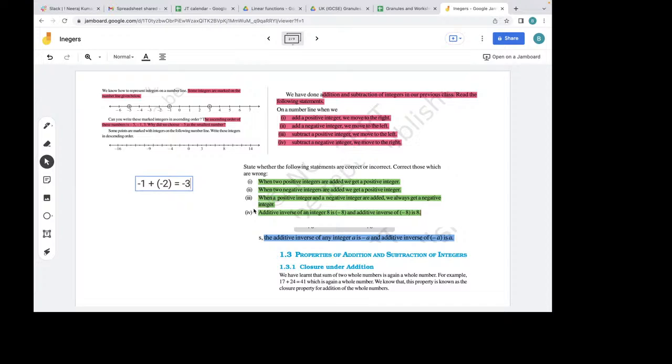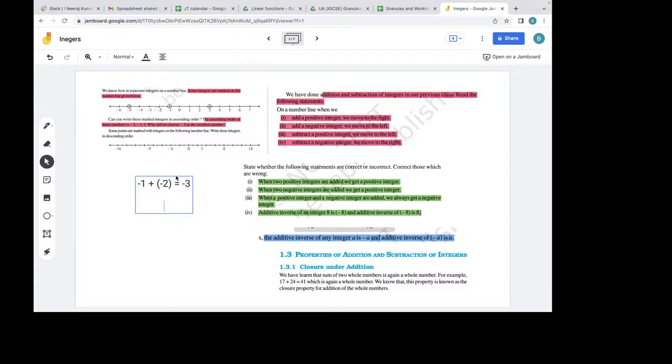So the second is complete. Now let's come to the third one. The third one says when a positive integer and a negative integer are added, we always get a negative integer. Okay, let's figure that out. When two different kinds of integers, one positive and one negative, are added, we always get a negative number, they say. So let's figure that out.